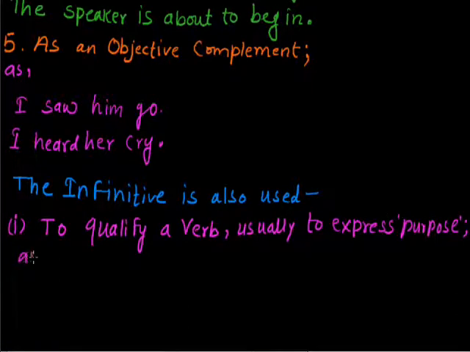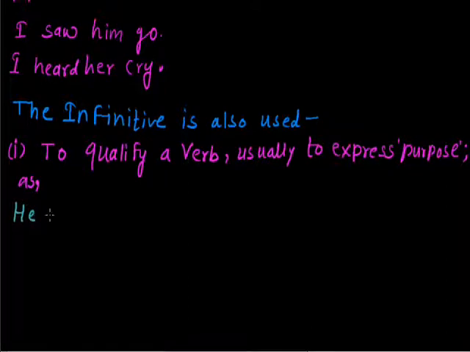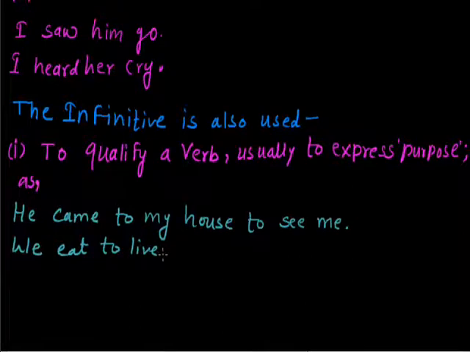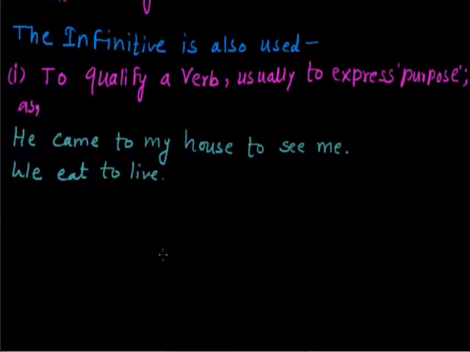Okay, the example of this use is: He came to my house to see me. To see me is the infinitive, and it has been used here after "he came to my house" to show the purpose. We eat to live. To live is the infinitive here, and it shows the purpose of eating.